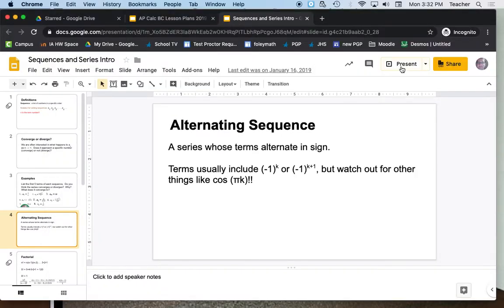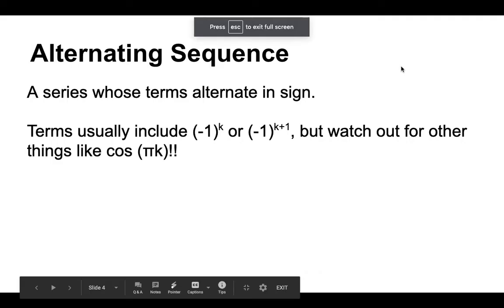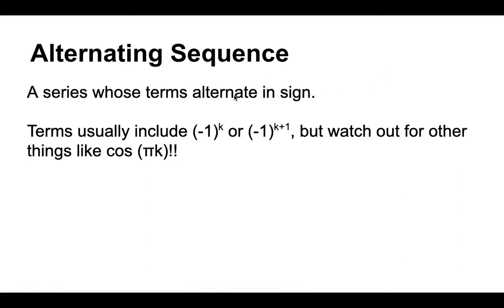Just to wrap up a couple things related to what was in these problems. An alternating sequence alternates in sign, positives, negatives. Usually it will come about from powers of -1, and you either use an exponent of k or k plus 1, depending on whether you want to start with a negative or a positive. Sometimes they try and trick you. They do things like cosine of pi k. Think about your unit circle and think about why all this is doing is producing ones and negative ones.